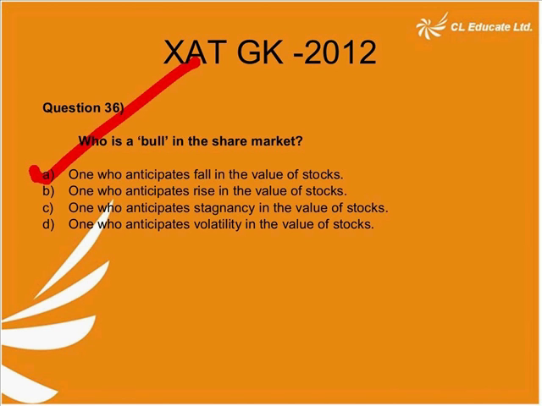I was just checking कि कितने लोग सुन रहे हैं, कितने लोग नहीं सुन रहे हैं. Well, of course it is correct. So this is wrong. The correct answer is one who anticipates rise in the value of stocks. ठीक है? So one who anticipates rise in the value of stocks, and I could see most of you have given the right answer. Congratulations to most of you. Almost 90% of the students have given this as correct.